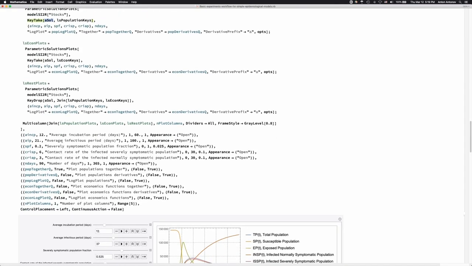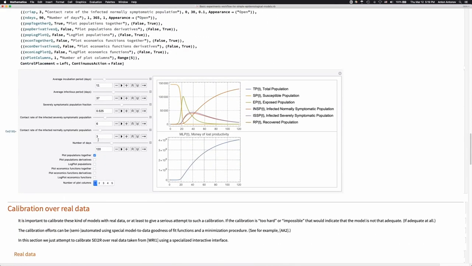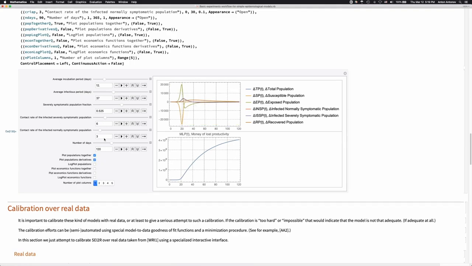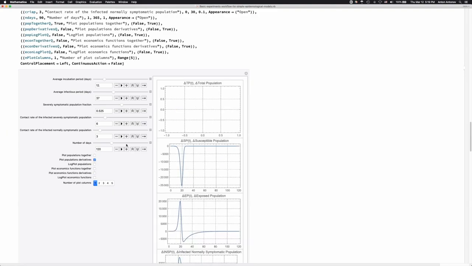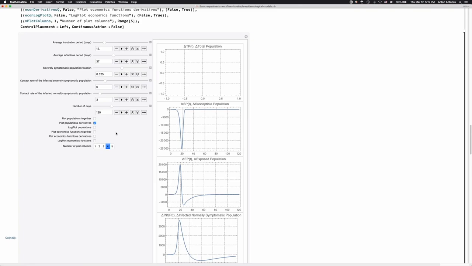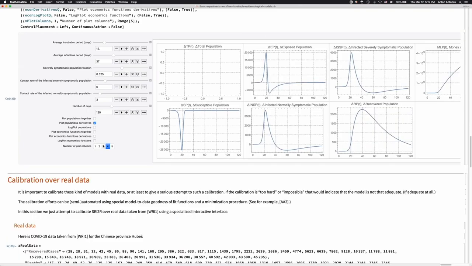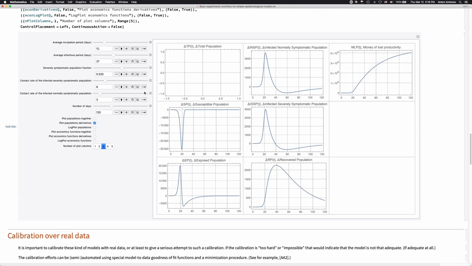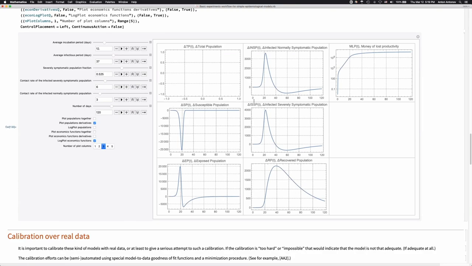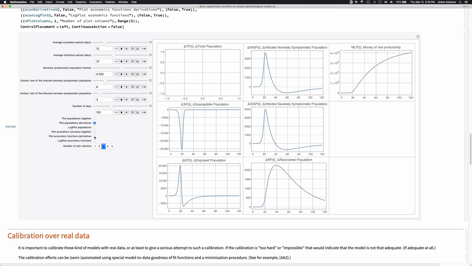And so this interactive interface has a variety of ways to show different parts of the data. We can put the plots together or not together. If they're not together, I might want to spread them out in a certain way, and so forth. Similarly, in some situations, like say for the money, I might want to see the logarithmic plots. Similarly, for the money, I might be interested in seeing the derivatives.